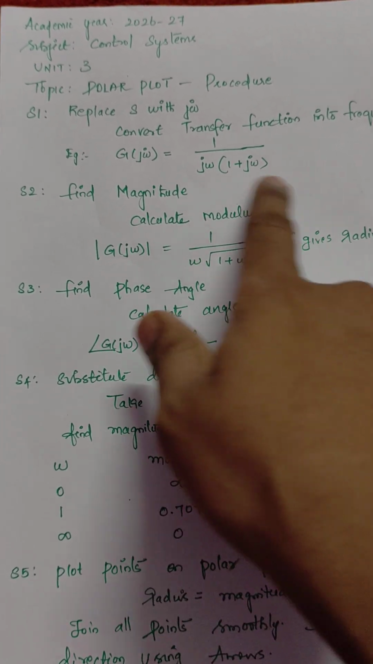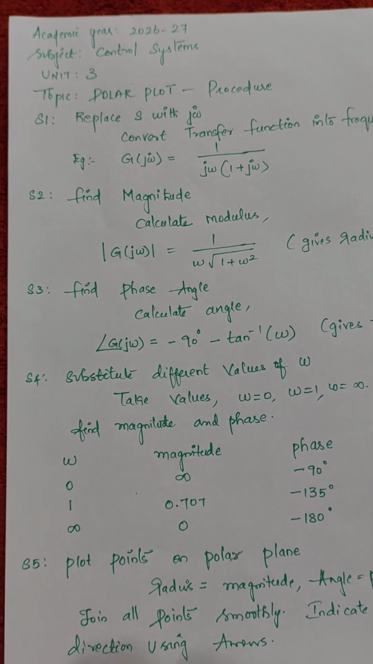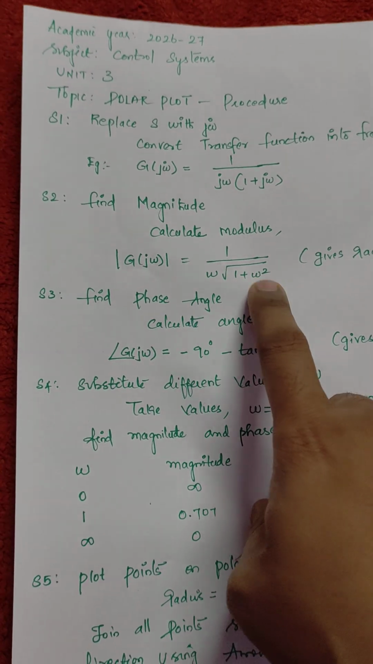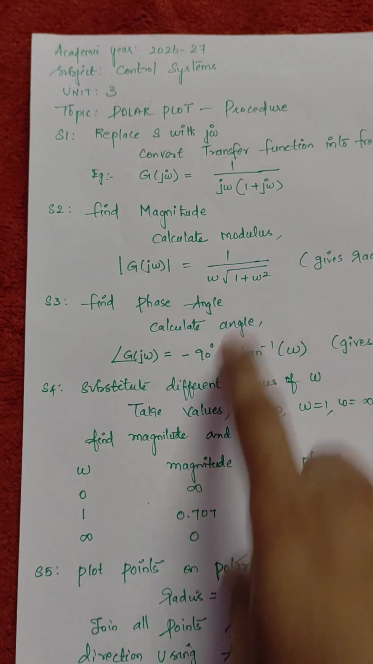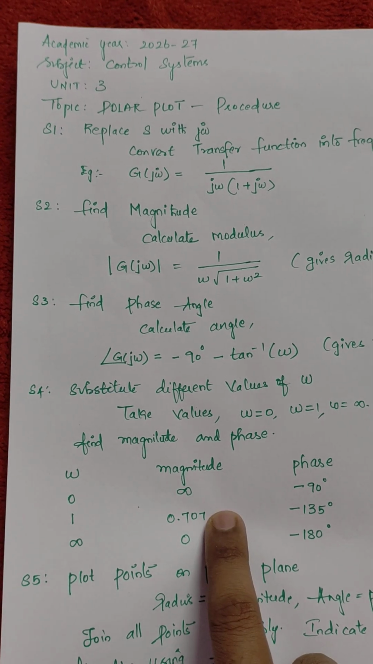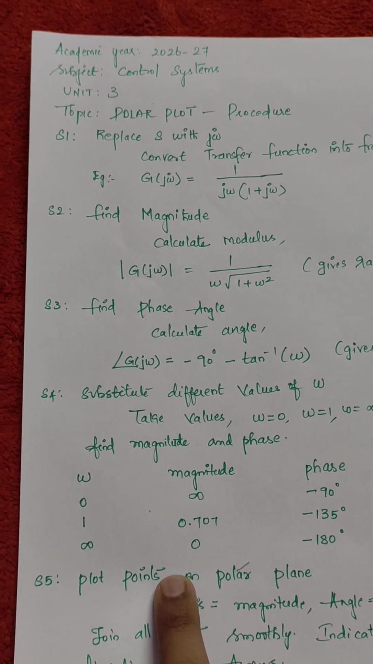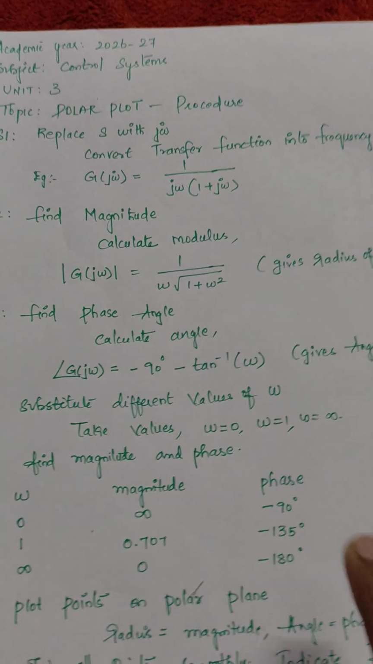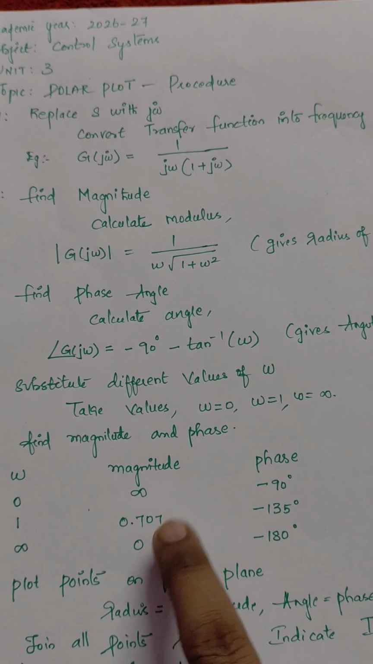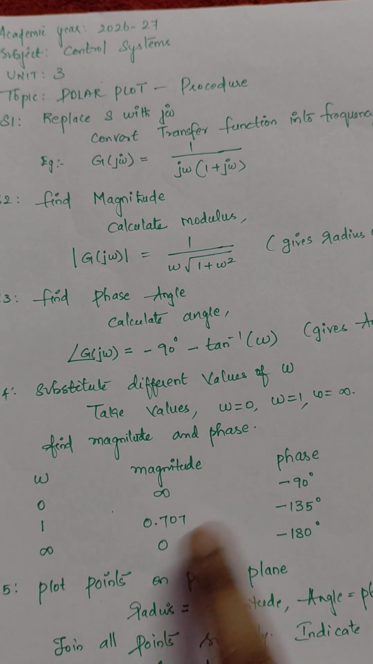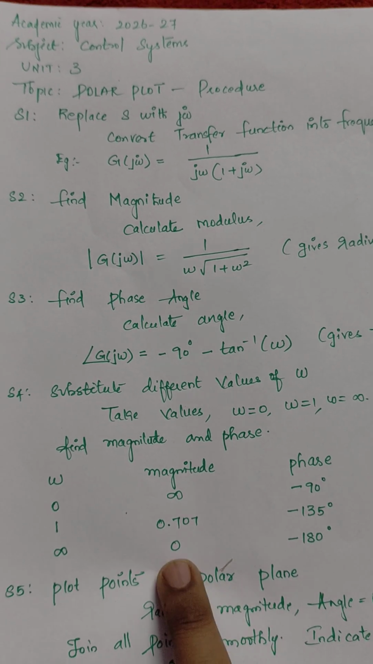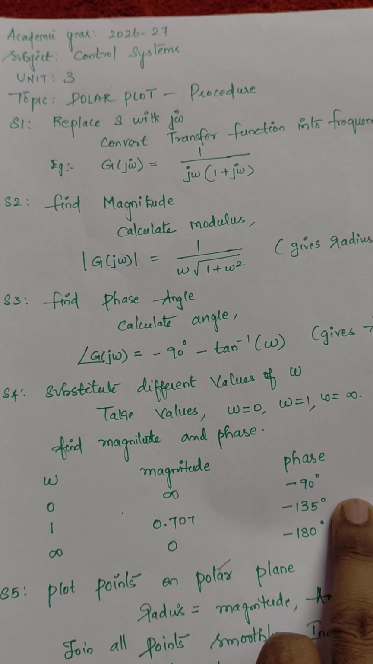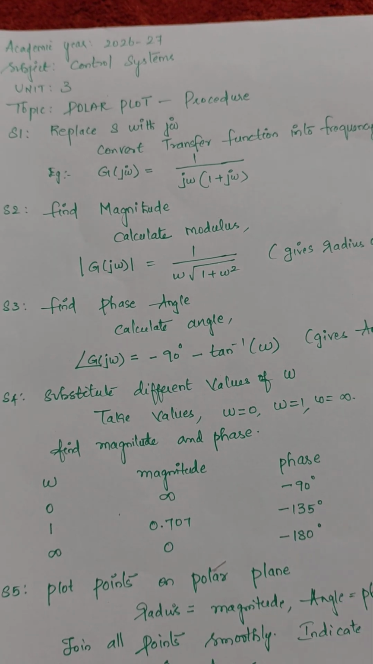This is the magnitude, right? When I put 0, it's 1 by 0, which is infinity. When I put 1, 1 plus 1 is 2, so 1 by root 2, 0.707. When I put infinity, the total term is 0. Then come to the phase angle. Accordingly, you will get minus 90, minus 135, minus 180. So for 0 it is minus 90, for 0.707 it is minus 135, and for infinity it is minus 180 degree.